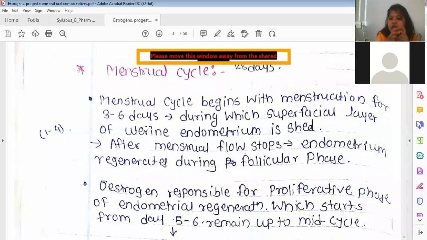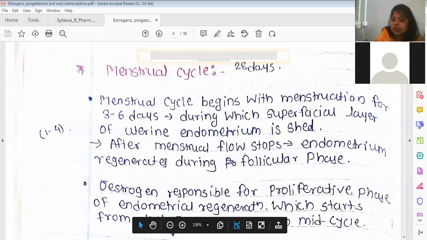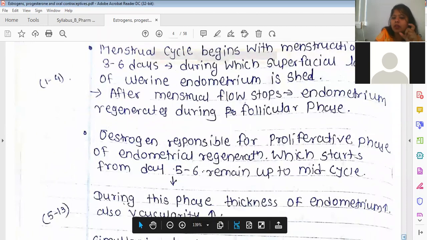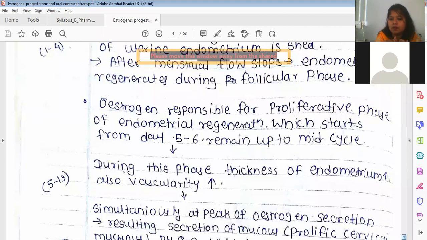And after that, the menstrual flow stops. After the menstruation flow stops, it means the endometrium has completely been released outside the body. That endometrium is regenerated during the follicular phase. Clear? And at that time, for the development of that follicular phase, the estrogen is playing the major role.